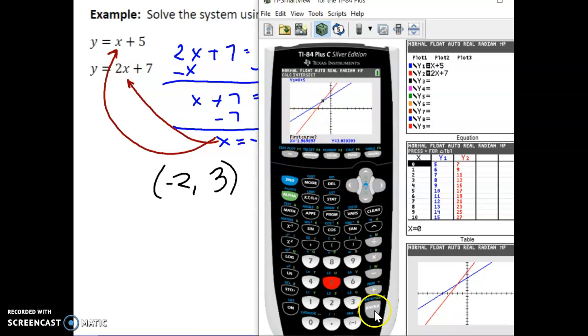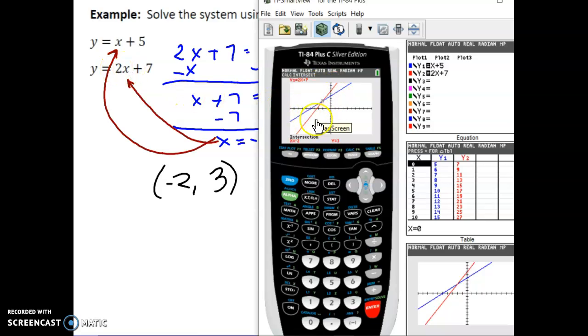My first curve is the blue one. Second curve is the red one. And then my guess is going to be this point here in the middle. So hit enter one more time. And my intersection is the point negative 2, 3, which is exactly what we have right here. So when we're solving a system of equations, what we're actually finding is where this function is equal to this function, where they cross each other, which is the point of intersection.